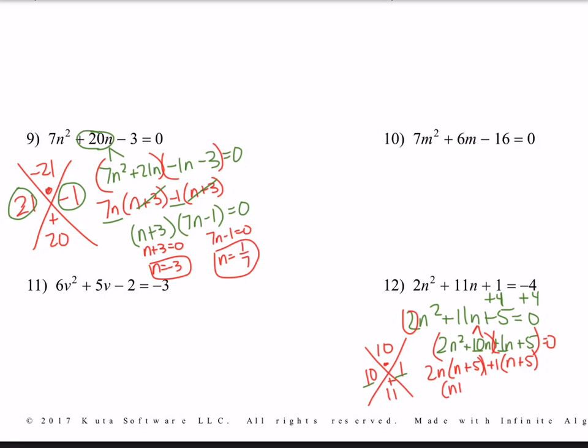Parentheses match, n plus 5. GCFs go in the other parenthesis, 2n plus 1. And then if I set each part equal to 0, I'm going to get n equals negative 5, and n equals negative 1/2, or my two answers for this equation.